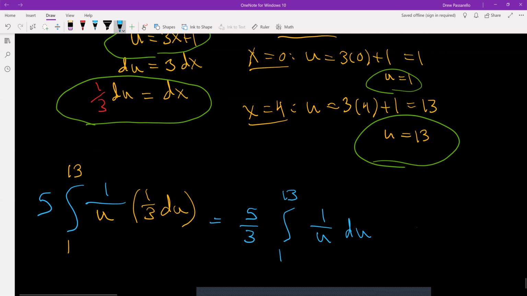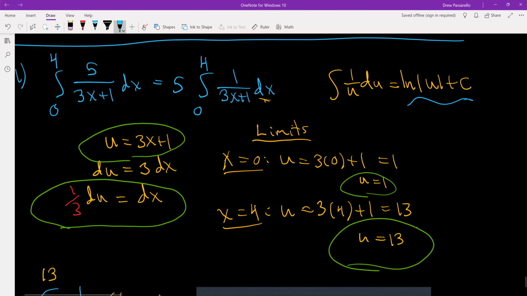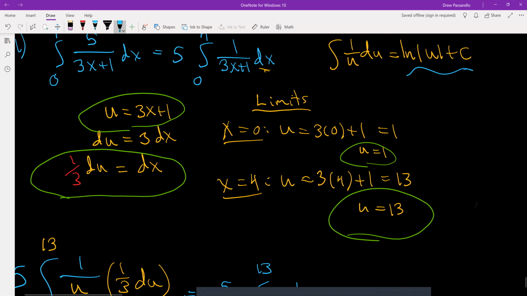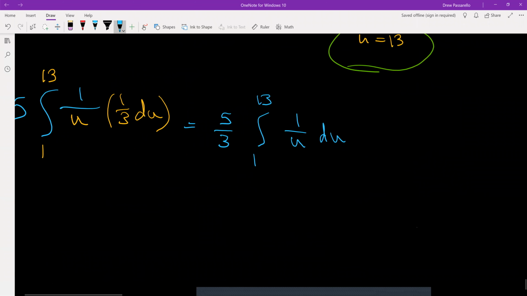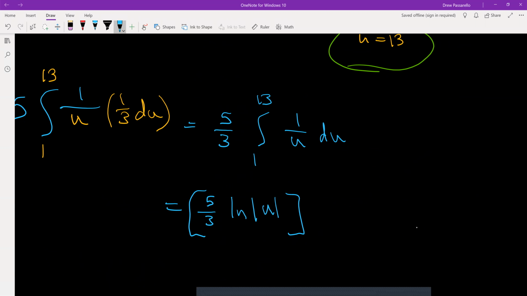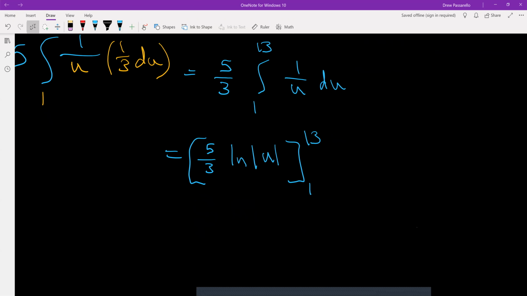So I have that 1 over u du, so then I just change that into the natural log of the absolute value of u. So it's going to be 5/3 times the natural log of the absolute value of u. And this is a definite integral, so I'm going to put this in brackets, and then our lower bound is 1, upper bound is 13. I'm going to go ahead and factor out the 5/3, and then just keep it as the natural log of absolute value of u.